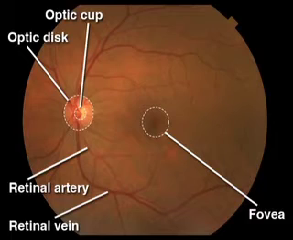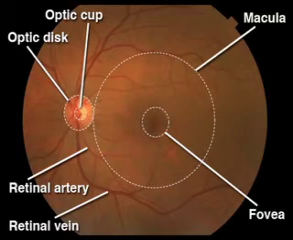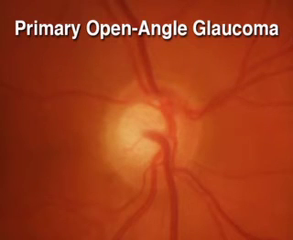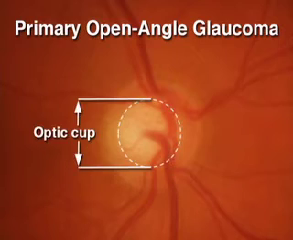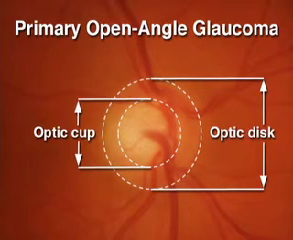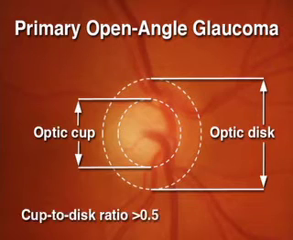It is temporal and slightly inferior to the optic disc, and is surrounded by a more darkly pigmented region, called the macula. The cup-to-disc ratio, or the ratio of the optic cup diameter to the optic disc diameter, is normally 0.3. A higher cup-to-disc ratio, particularly a ratio above 0.5, may indicate glaucoma.